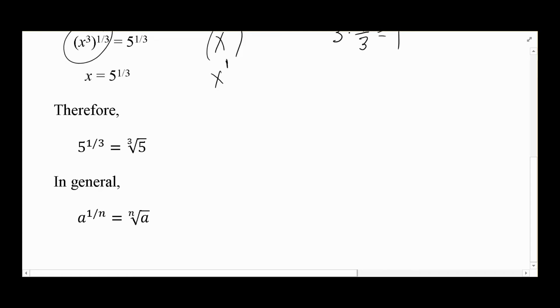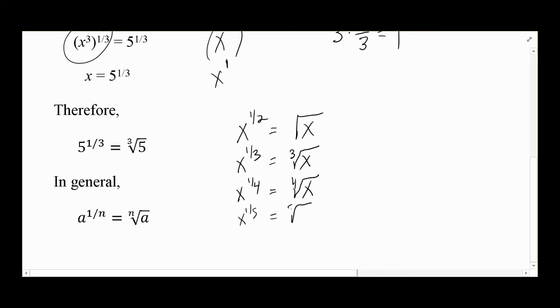The 1/4 power is going to mean the fourth root. The 1/5 power means the fifth root. So if I have x to the 1/2 power, that's the square root of x. If I have x to the 1/3 power, that's the cube root of x. If I have x to the 1/4 power, that's the fourth root of x. If I have x to the 1/5 power, that's the fifth root of x. I hope you get the idea.